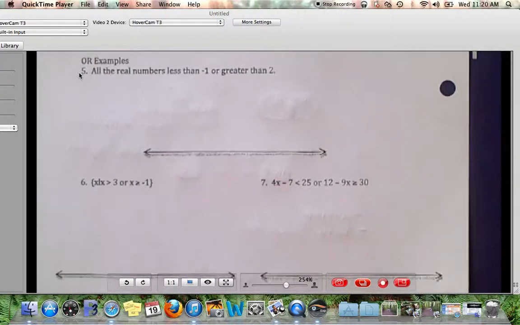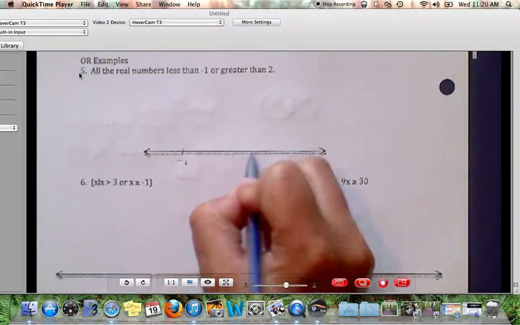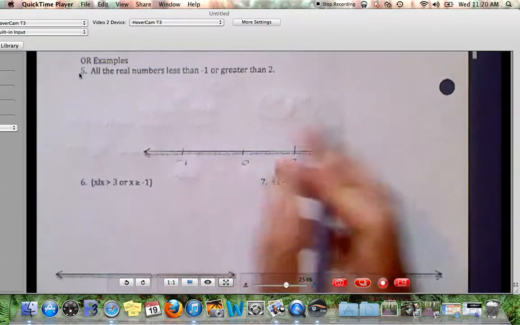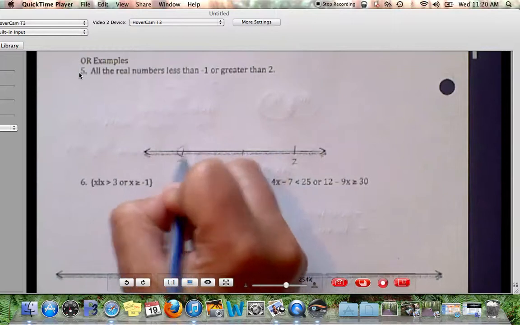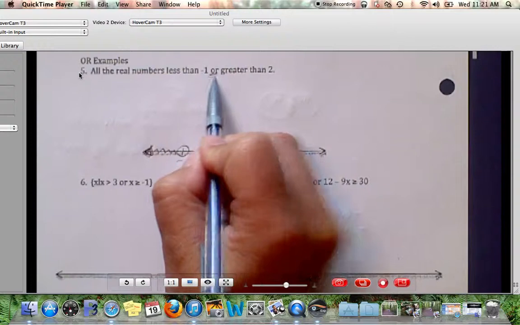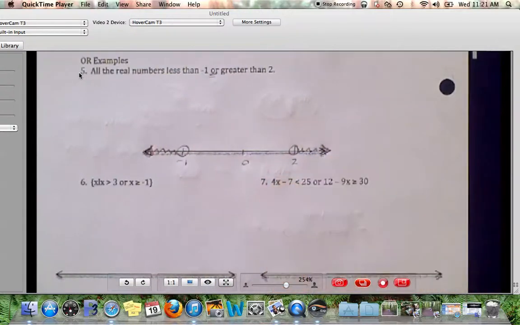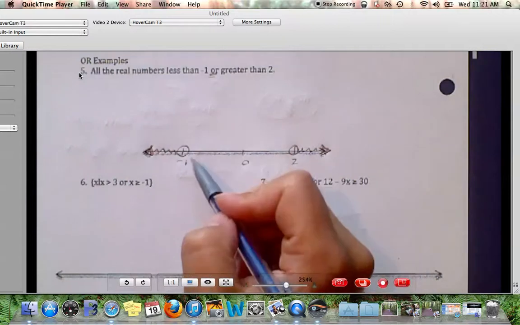All the real numbers less than -1 or greater than 2. So if we're looking for any number less than -1, we're looking for these numbers. Or they can be numbers that are greater than 2. Like this. Okay?